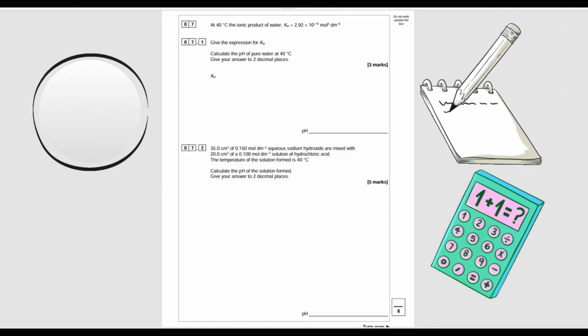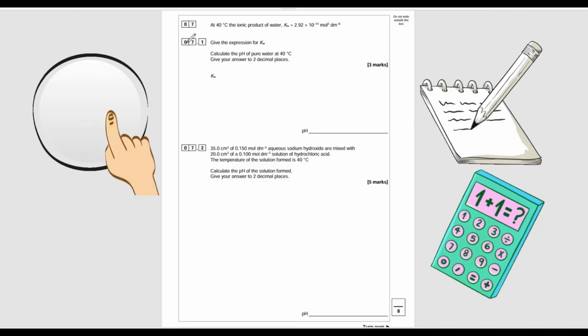Calculate the pH of pure water at 40 degrees. Give your answer to 2 decimal places. It's worth 3 marks. So let's do it. Why don't you pause the video, see if you can work this out, and then unpause and I'll go through the explanation. Okay, so let's go through it. Well, KW is equal to OH minus times H2O times H plus.